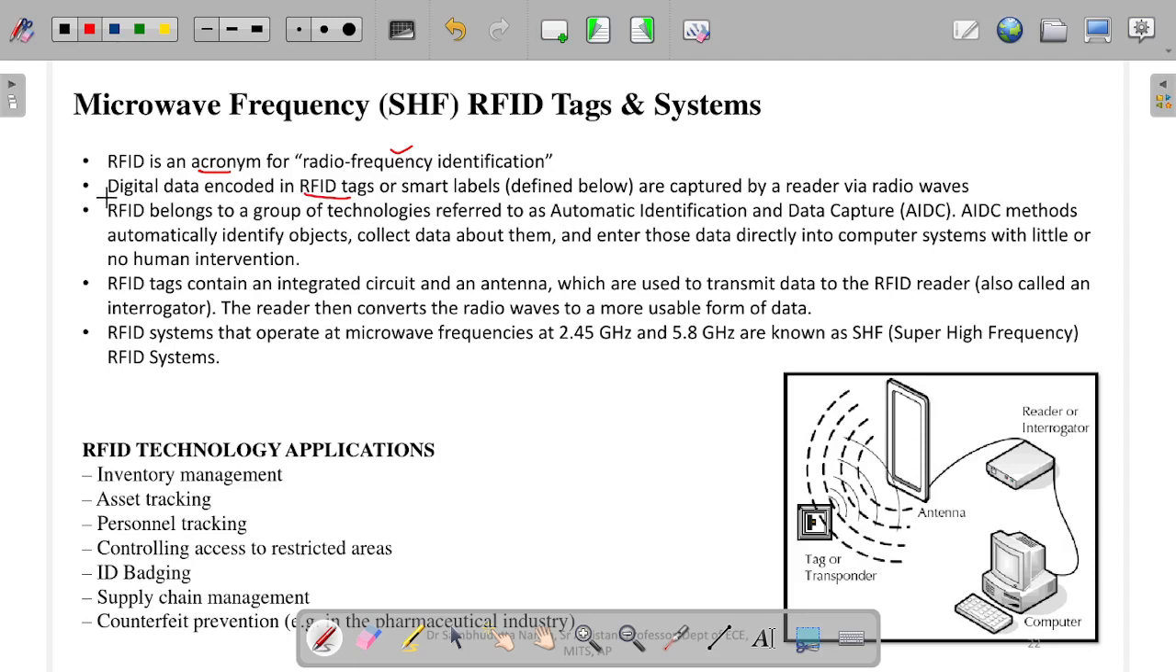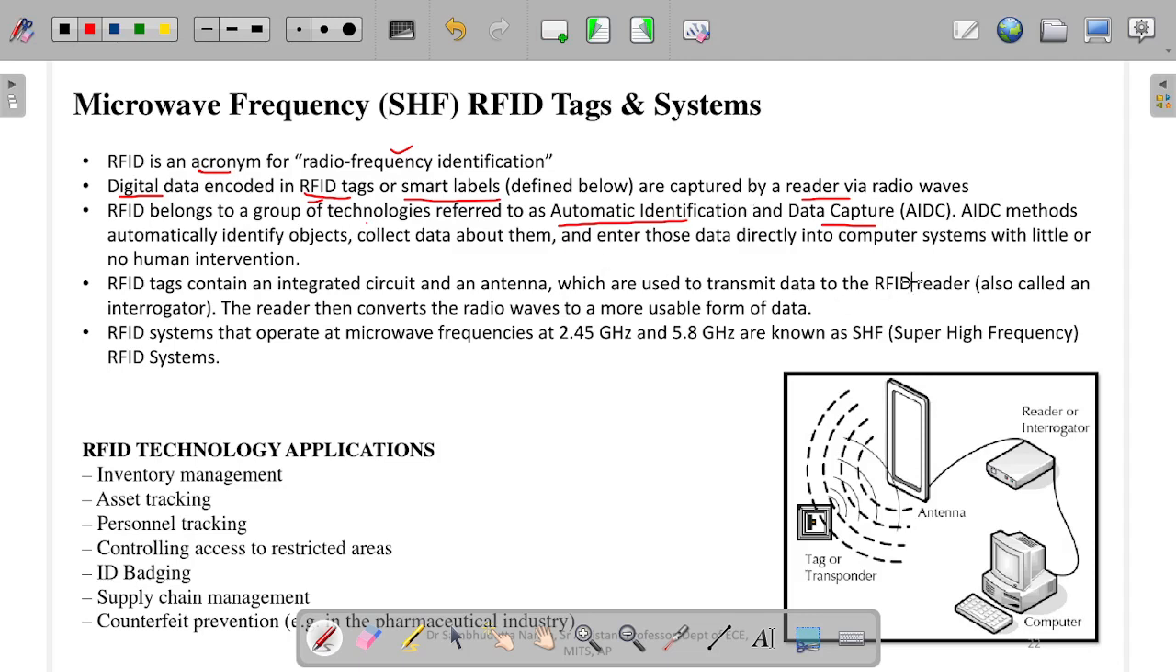Now, digital data is encoded in RFID tags. So how does it work? Digital data is encoded in RFID tags, also called smart labels, and is captured by a reader via radio waves. We will discuss that. Again, RFID belongs to a group of technologies referred to as automatic identification and data capture. So AIDC is the technology under which RFID comes.